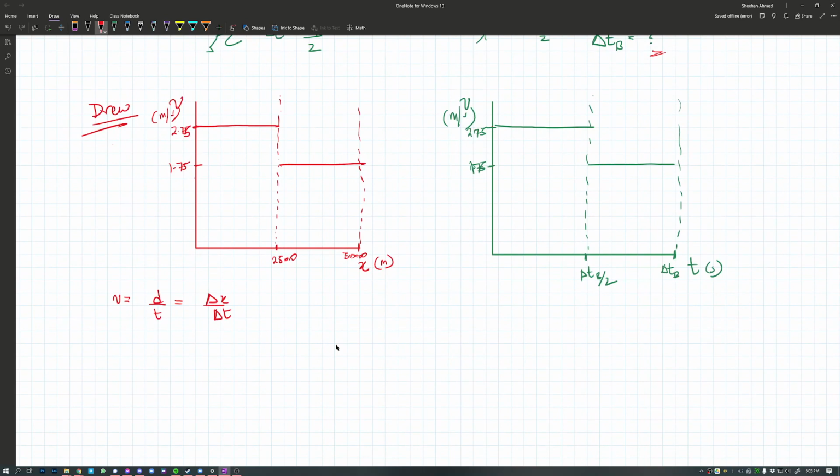What can we do with that? Well, there are these two segments, right? We could figure out what the time is for segment 1. We could figure out what the time is for segment 2. This delta t1 plus delta t2 has to add up to delta t Drew.